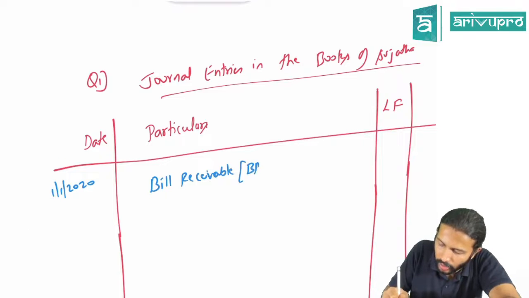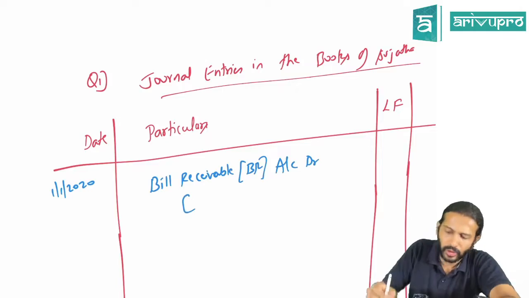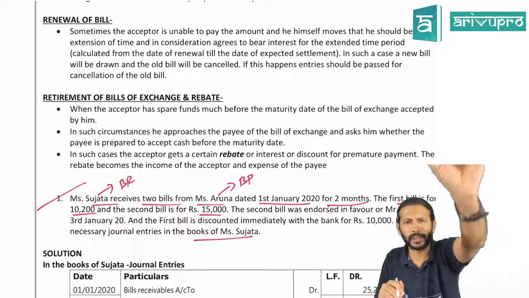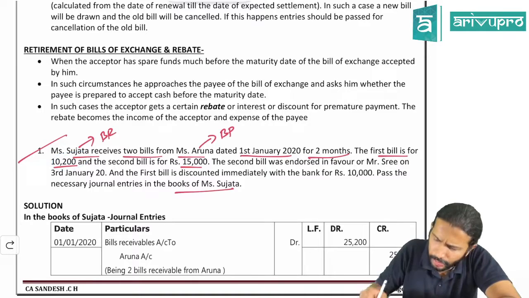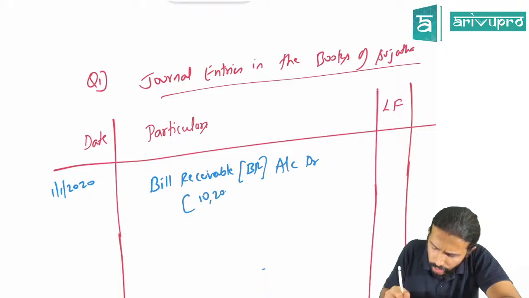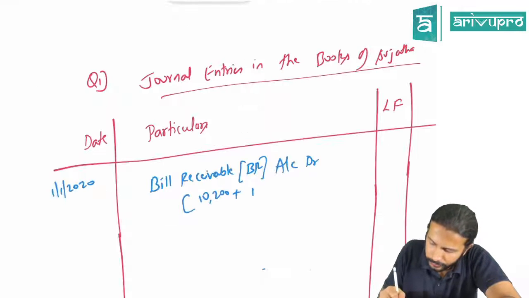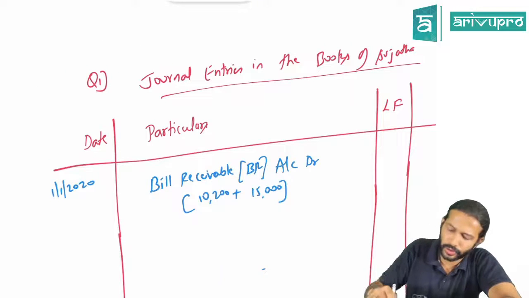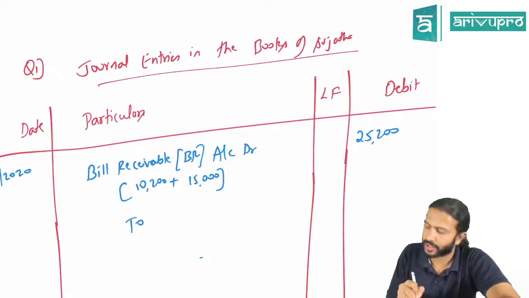So going forward, we'll call bill receivable as BR. Okay, bill receivable account debit. We'll pass. You can show each bill separately, or you can combine. Here I'll combine it. First bill value is how much? 10,200. Second bill's value is how much? 15,000 rupees. So add it. 10,200 plus 15,000 will be 25,200. Yes. So bill receivable account debit.